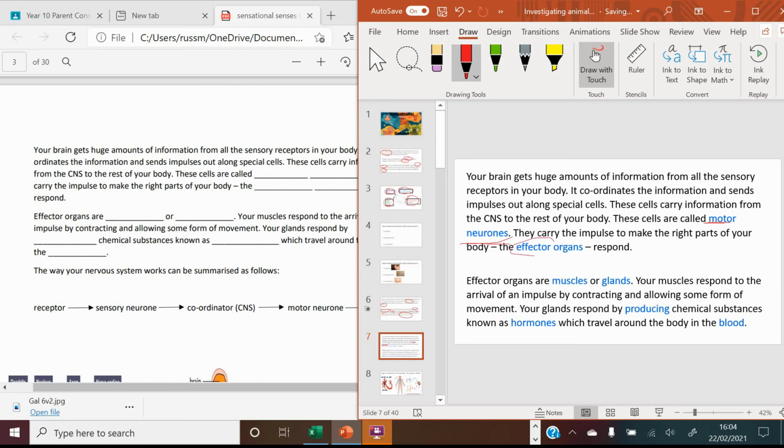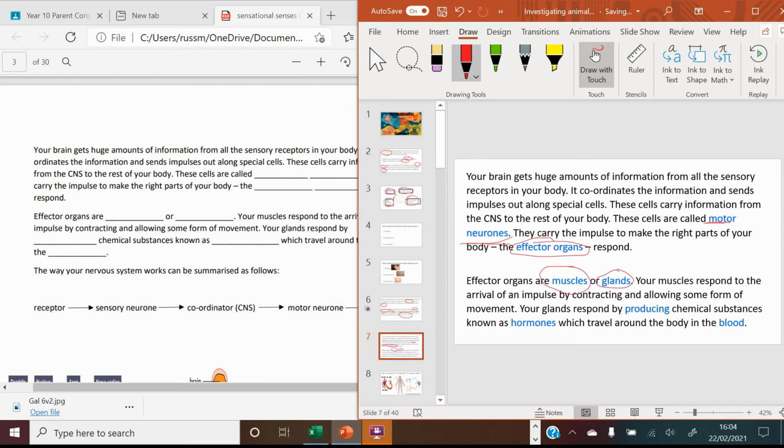Now, the place where it's going is called an effector, or an effector organ. And there are really only two destinations that motor neurons go. They're either going to go to a muscle, i.e., going to cause a movement, or they're going to go to a gland.